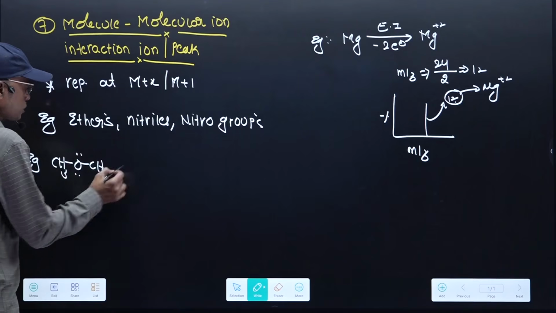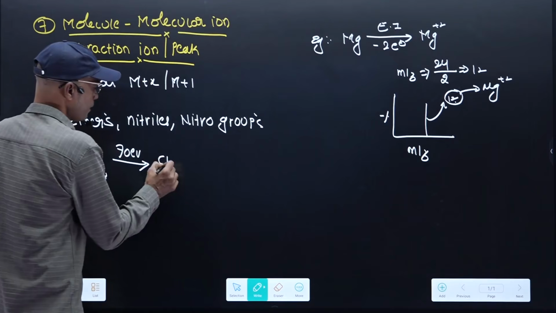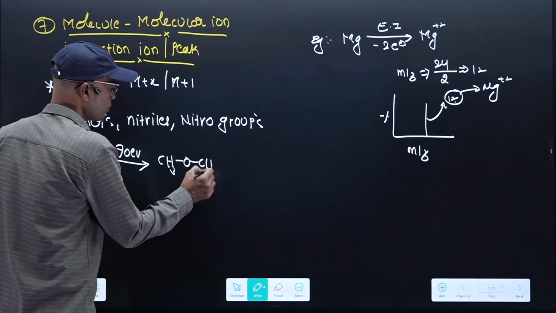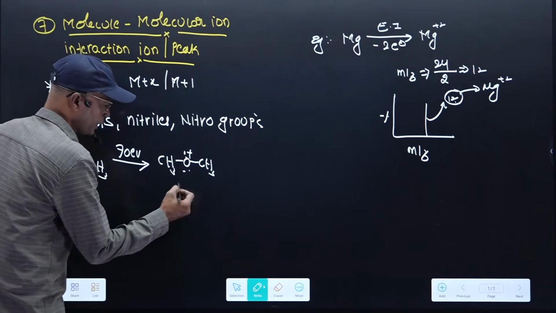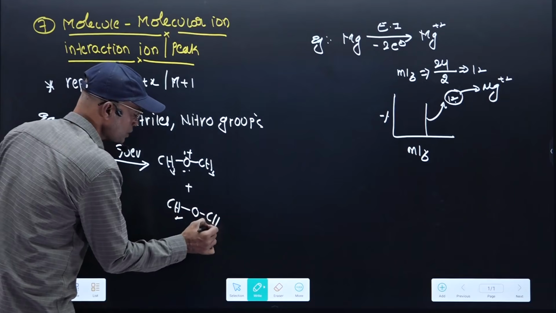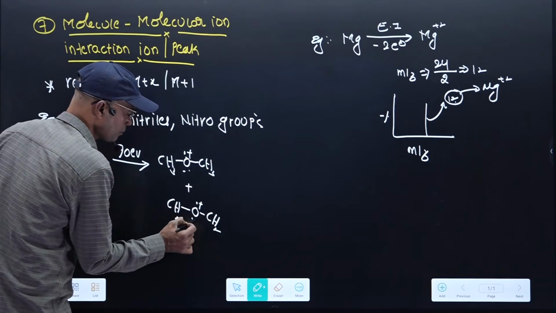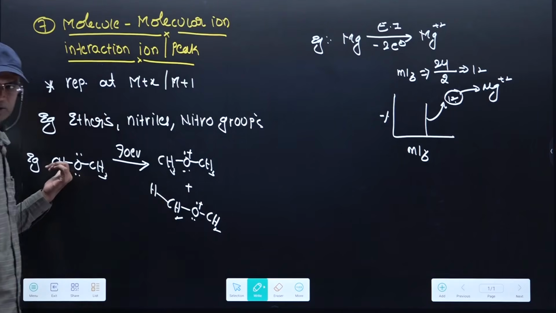Here a lone pair of electrons is present. Now I am using 70 electron volts. Initially there is a formation of a molecular ion. Loss of an electron will take place here. Now this is the molecular ion. I am writing the second molecular ion. This is the second molecular ion. Okay, two molecular ions are formed here.